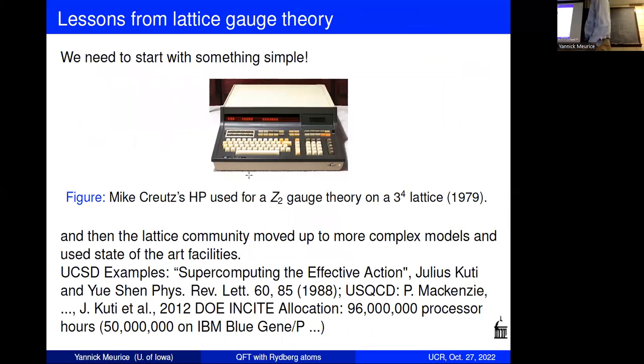So Mike Creutz started lattice gauge theory on an HP calculator. Actually, he started on a pocket calculator, and then he moved on to a desktop. And so he started with a Z2 gauge theory on the 3 to the 4 lattice. And then rapidly the lattice gauge community has been carried up by the progress of the technology. And so I hope that the same thing will happen for quantum computing.